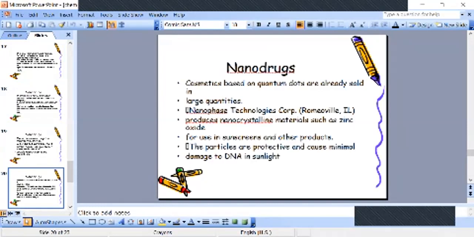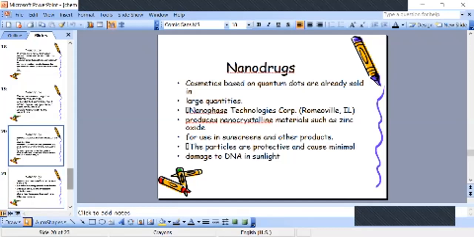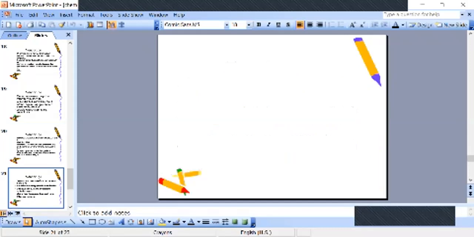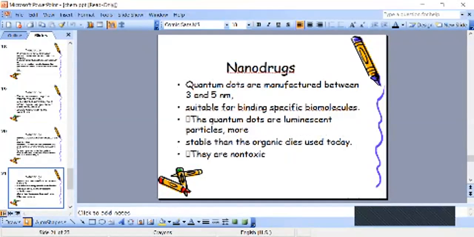Cosmetics based on quantum dots are already sold in large quantities. Nano-based technologies use nanocrystalline particles such as zinc oxide for sunscreens and other products. The particles are quite active and cause minimal damage to DNA in small light. How are quantum dots manufactured? Quantum dots are manufactured between 3 and 5 nanometers, suitable for binding specific biomolecules. The quantum dots are luminescent particles more stable than the organic dyes used today, and the most important thing is that they are not toxic.